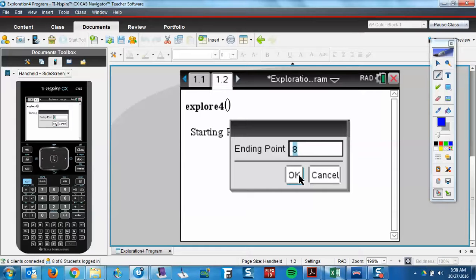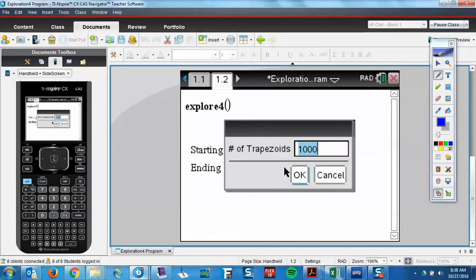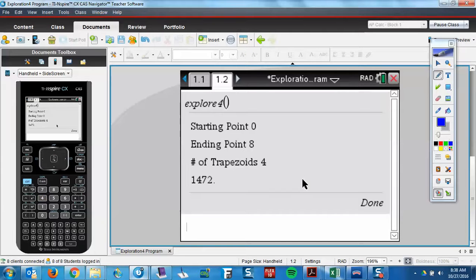Did yours say 8? Because I'd already run this program before and put these in here, so these were the last values used. That's why it came up with an 8. Usually you have to put your own in. Okay, hit OK. Now, how many trapezoids? I don't want to do 1,000. Let's do 4, like we just did a minute ago. 4 trapezoids. Hit OK, and look what you get, 1472.